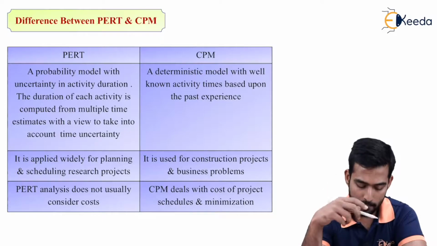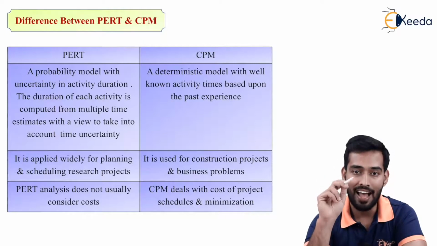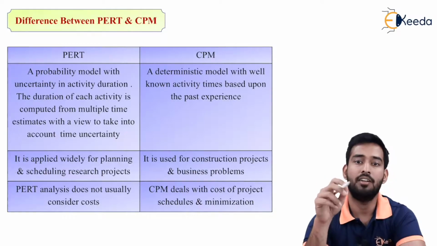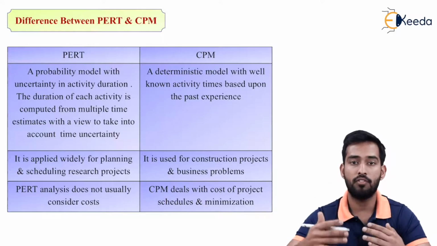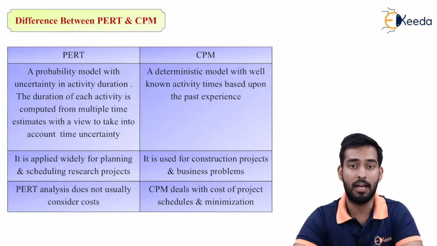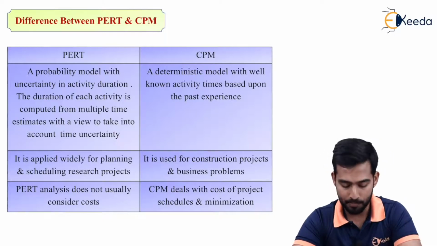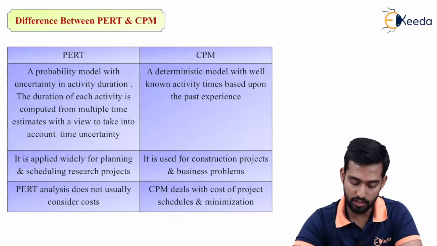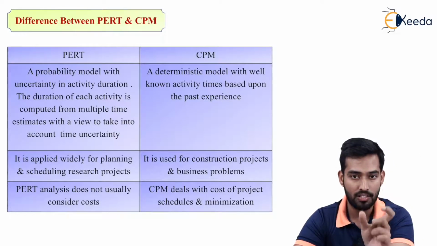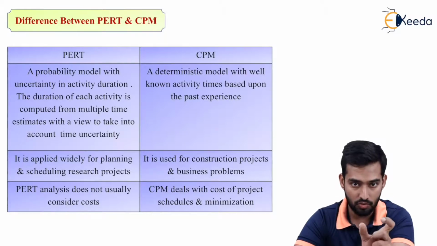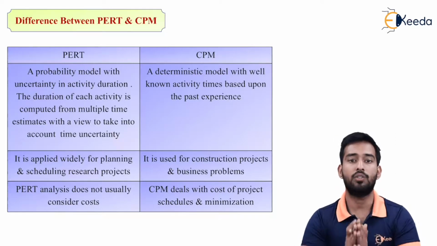Next difference: PERT analysis does not usually consider cost, as PERT doesn't have a particular fixed timing. It will not consider cost because cost may vary depending upon your time period. While CPM deals with cost of project schedules and minimization. So in CPM we have defined resources, defined time, and defined cost. So we can manage the cost and we can schedule and minimize it according to our requirements.